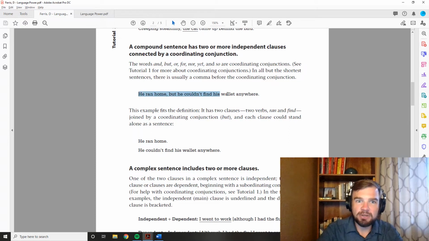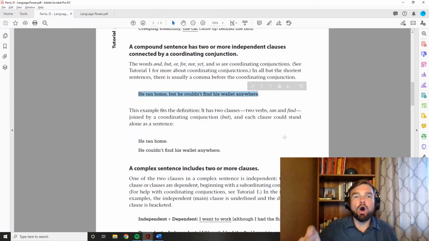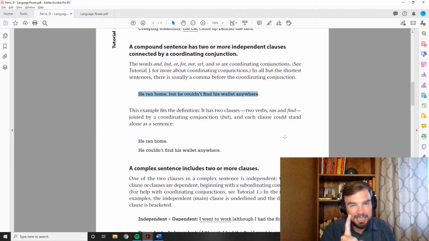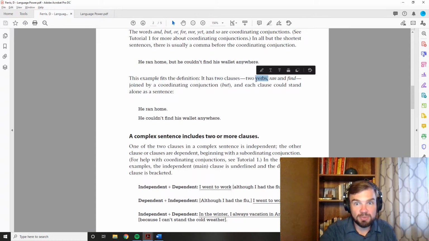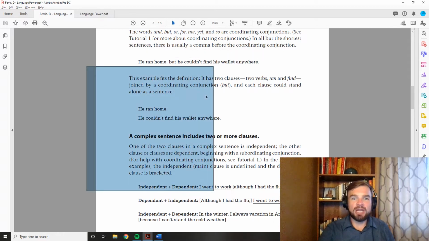Then Professor Ferris gives us this example. He ran home, comma, but, coordinating conjunction, but he couldn't find his wallet anywhere. As she says, this example fits the definition. It has two clauses, which means two verbs, ran and find, joined by a coordinating conjunction.